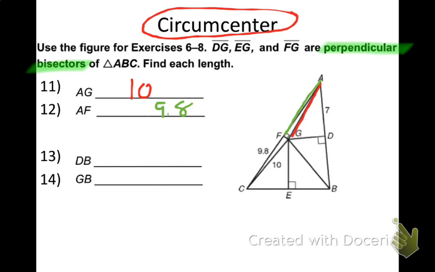DB. I want to find the distance from D to B here. What do you say, Drew? 7. Nice job. This is 7. This has to be 7. And the distance from G to B. So I'm going from G to B here. What does that have to be, Ryan? Nice job. 10. That's the circumcenter.